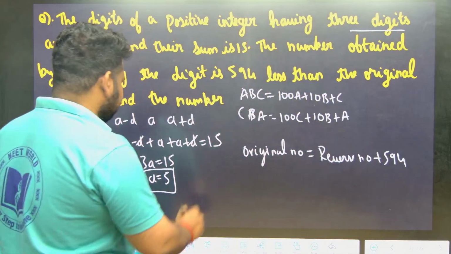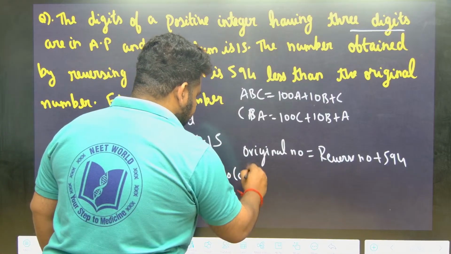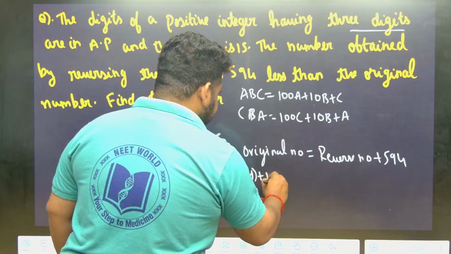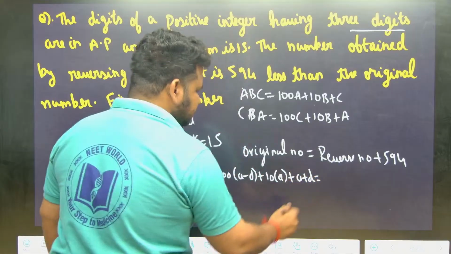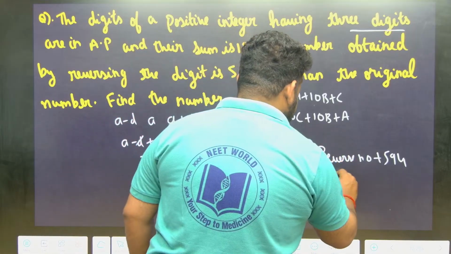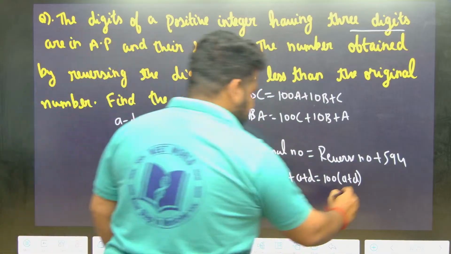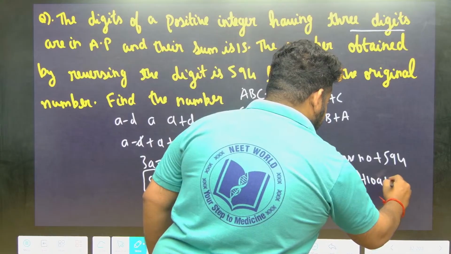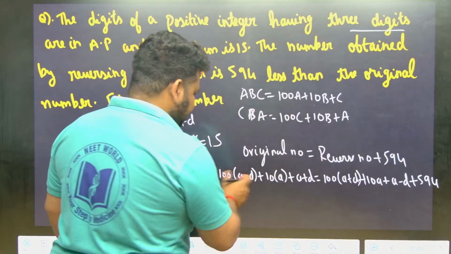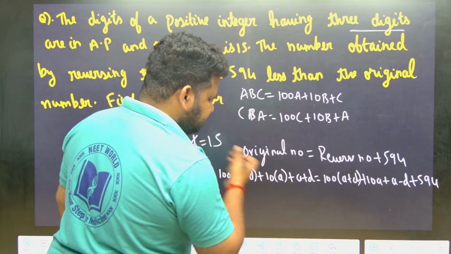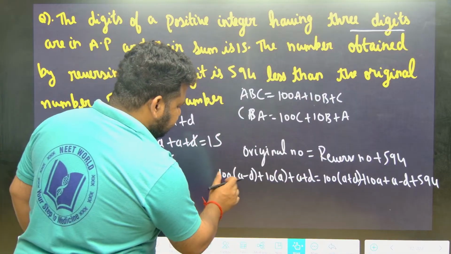Original number will be 100 into a minus d plus 10 into a plus a plus d, because this is the unit place. Reverse number is 100 into a plus d, because it is reverse, plus tens place, and units place reverse digit, plus 10 into a plus a minus d, plus 594. This is what we have. Now further we can simplify this.